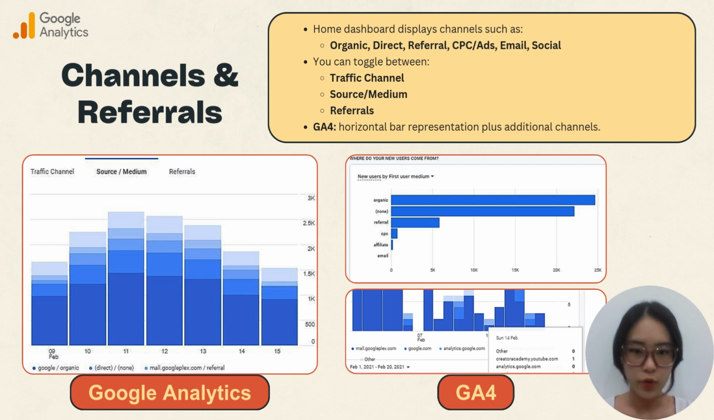The Home dashboard displays traffic channels such as organic search, direct, referral, CPC or ads, email, and social. Users can switch between channels, source or medium, and referrals for deeper insights. GA4 expands channel classifications and presents them with horizontal visualizations for easier interpretation.